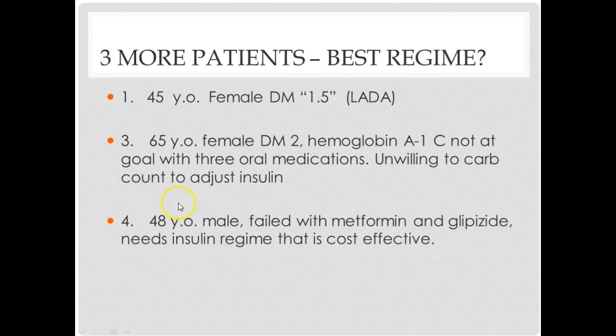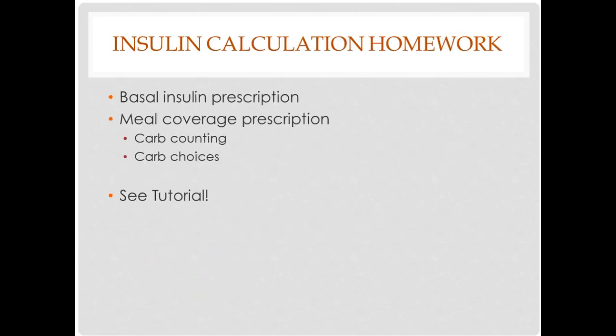So think about these cases where you might have the best, what might be the best insulin regimen to go with them. And just quick and dirty on this, the LADA is probably going to need basal plus prandial. The 65-year-old, we're probably going to just keep on basal. And then with the cost-effective, we're probably going to go NPH because you can buy that over the counter, behind the counter, for a modest amount. Your homework on the insulin calculation you will see on the blackboard.